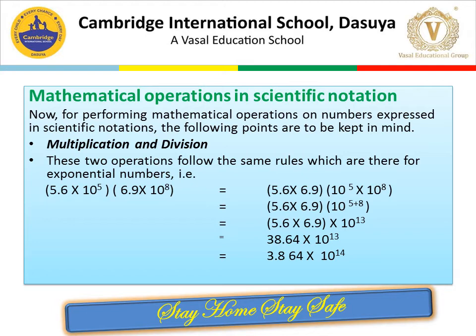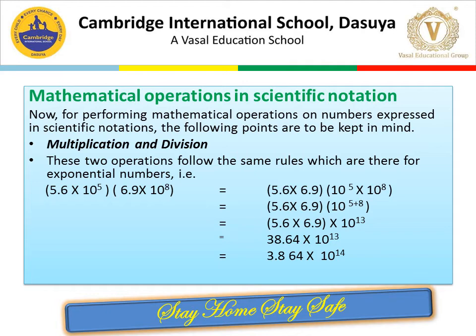You'll notice that in the second bracket the bases are the same. That means 10 is the base, 10 is the base, and the powers are 5 and 8 respectively. If the bases are the same, powers will be added. So in the second step we have 5.6 into 6.9, and for 10 we have added the powers 5 plus 8, that comes out to 10 power 13, and when we multiply 5.6 with 6.9 the result is 38.64 into 10 power 13.